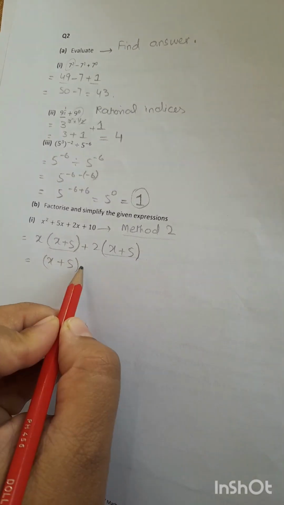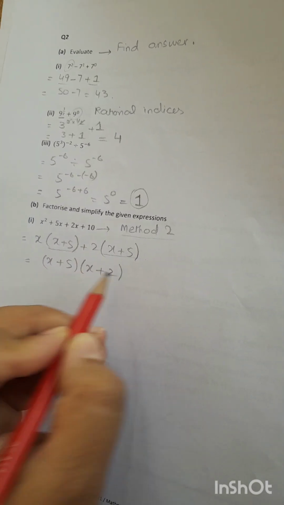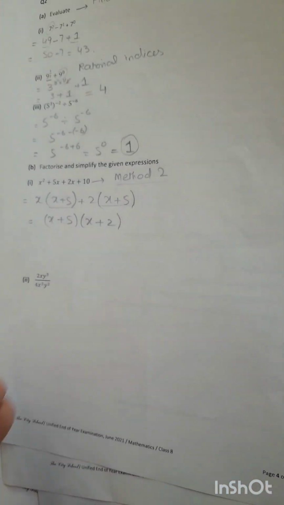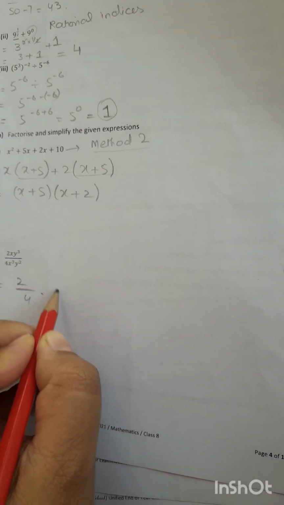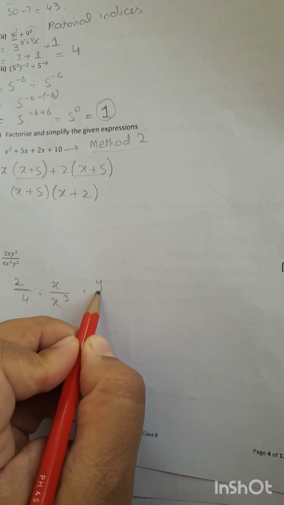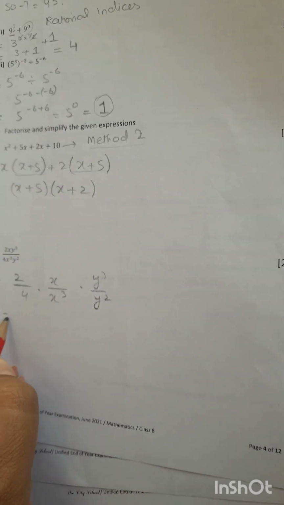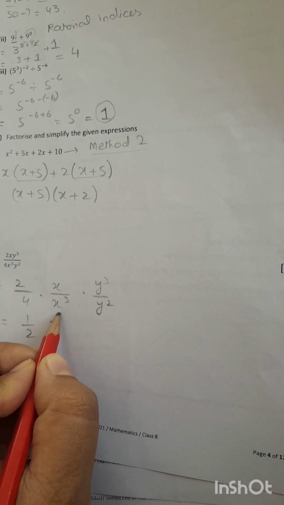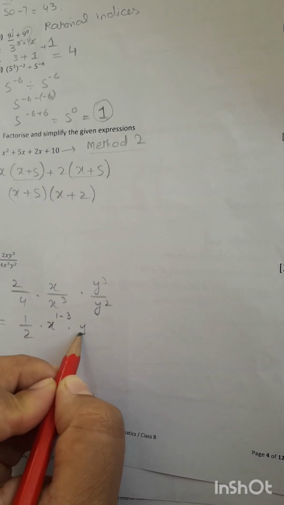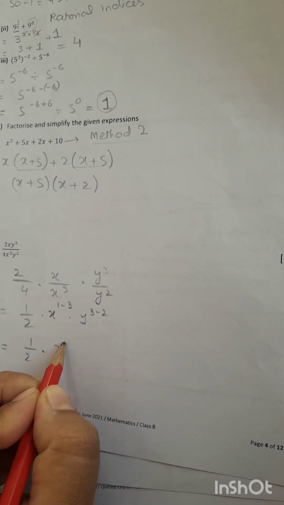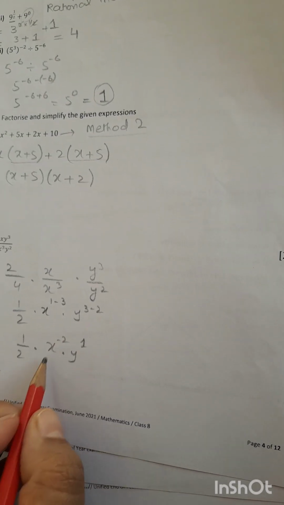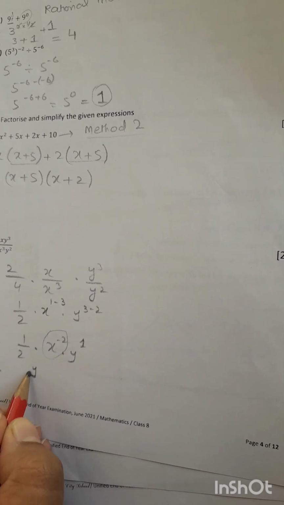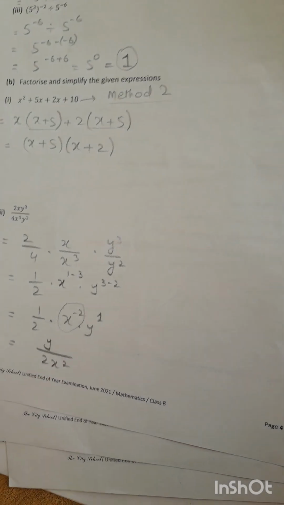Moving on to the next question, where you need to factorize and simplify the expressions. Write all of them separately and then apply the rules. Writing separately makes understanding better. So y raised to the power 3 minus 2, 1 by 2, x minus 2, y raised to the power 1. So we have simplified, but there is a negative power, so let's take the reciprocal. y by 2x squared.